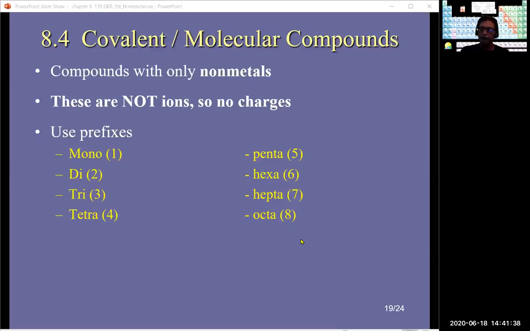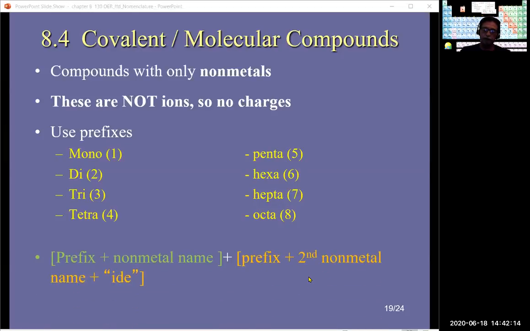Again, this is important. Only for covalent or molecular compounds do we use prefixes. And these are the ones we use: mono for 1, di for 2, tri for 3, tetra for 4, penta for 5, hexa for 6, hepta for 7, and octa for 8. They do go up to 9 for nona and deca for 10, but we're going to stick with the 8. So those are the prefixes, okay, that we utilize.